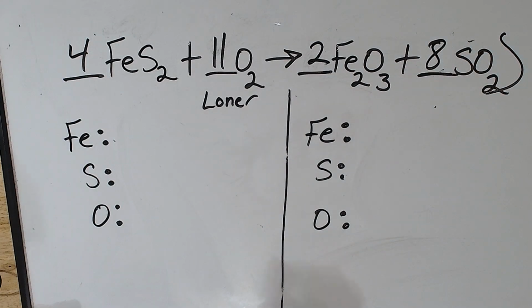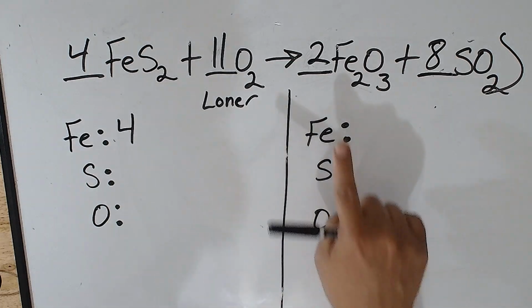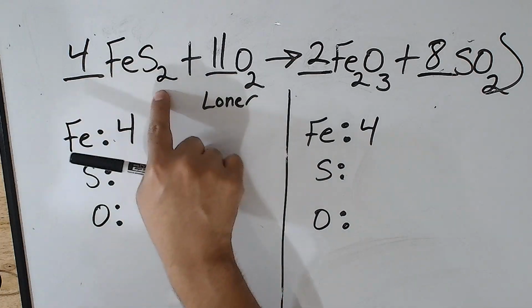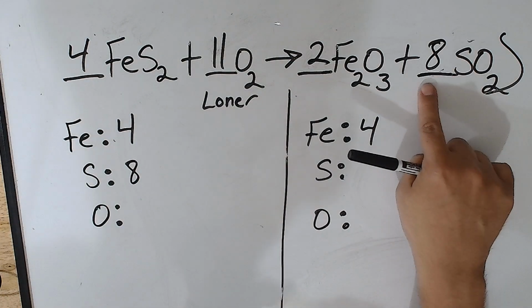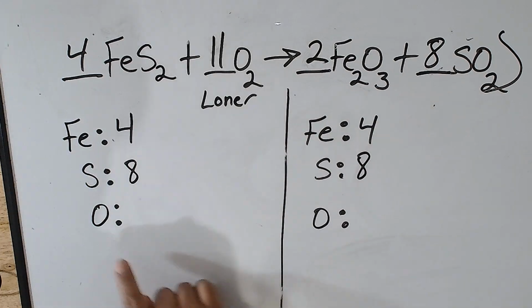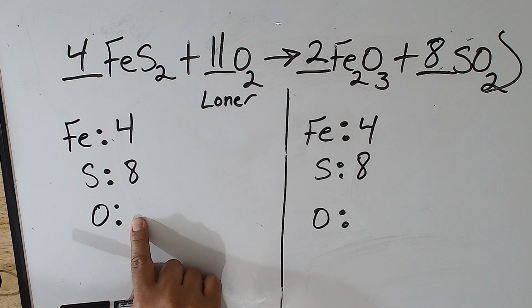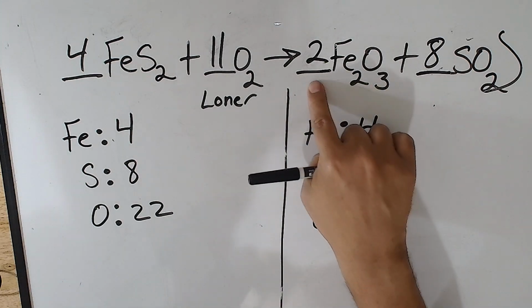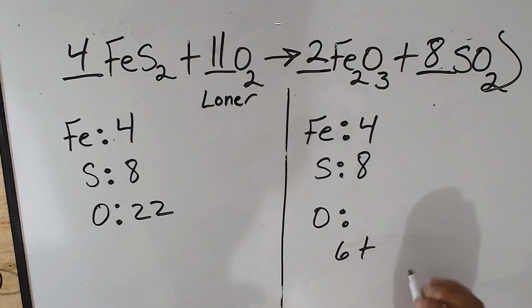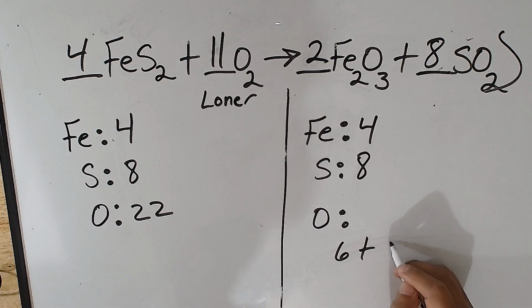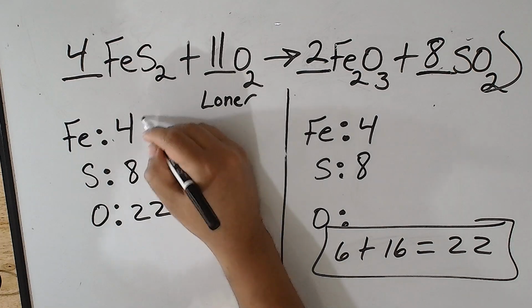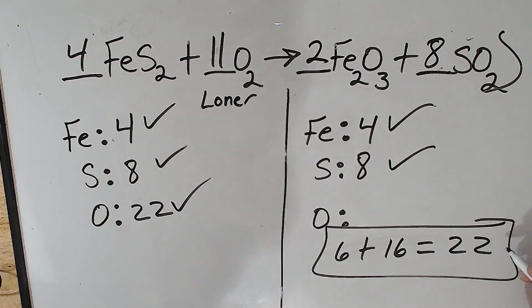So now we have 4 irons, and then 2 times 2 also gives me 4. Now for my sulfurs, I have 4 times 2 is 8. And over here on the product side, I have 8 of them. And then on the reactant side for my oxygens, I have a total of 11 times 2, which gives me 22. And then on the product side, I have 2 times 3, gives me 6. And then 8 times 2 gives me 16. So that also equals a total of 22. So at this point, everything is balanced.